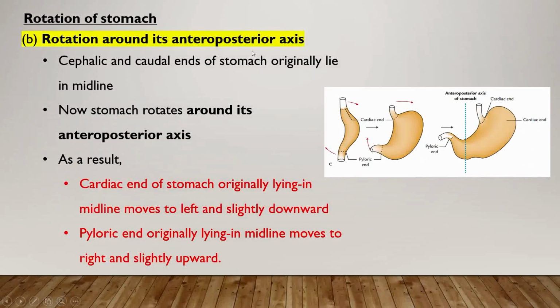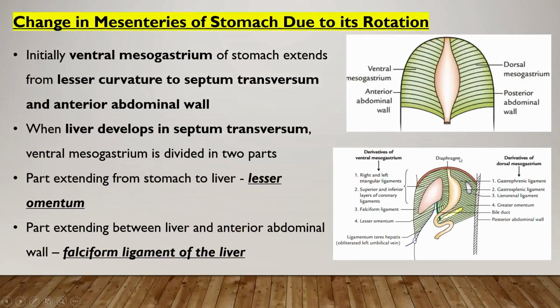Now rotation around the antero-posterior axis. The upper end or cephalic end and the lower end or caudal end originally lie in the midline, but because of rotation around the antero-posterior axis, the cardiac end, the upper end of the stomach, which was originally lying in the midline, is now moving towards the left and slightly downward, and the pyloric end, the caudal or lower end of the stomach, which was originally in the midline, has now gone slightly to the right side from the midline.